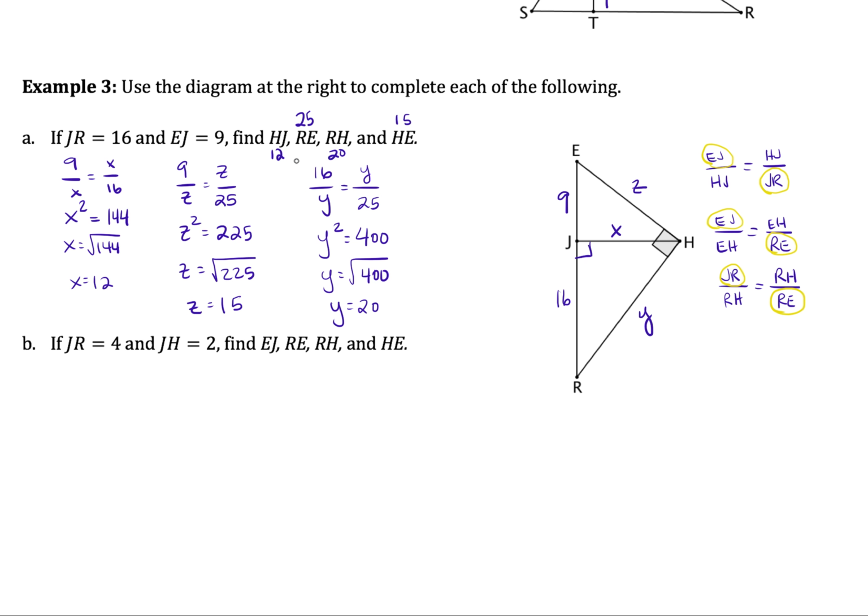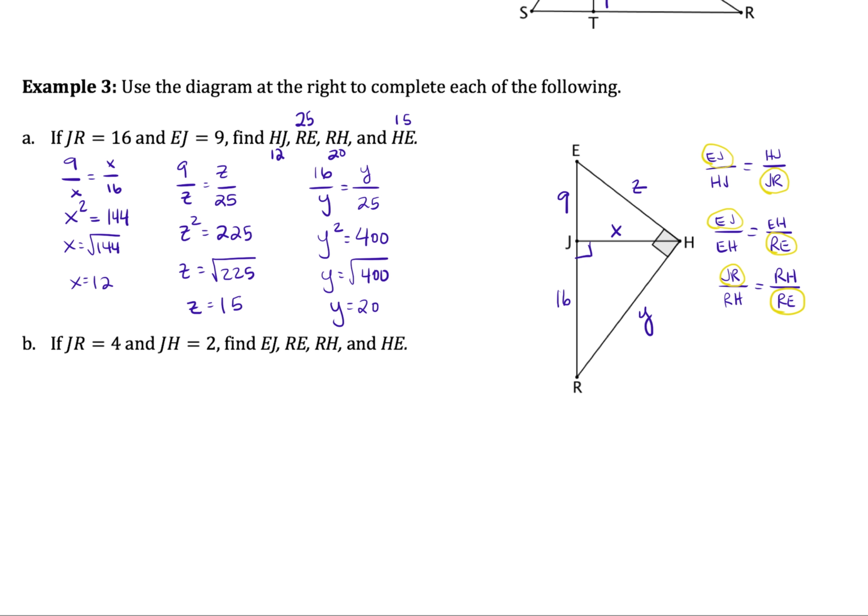So HJ was 12, RE was 25, RH was 20, and HE was 15. So just from these two pieces of information in this diagram, we were able to use corollary 1 and corollary 2 to find x, z, y, and of course the length of the entire hypotenuse.